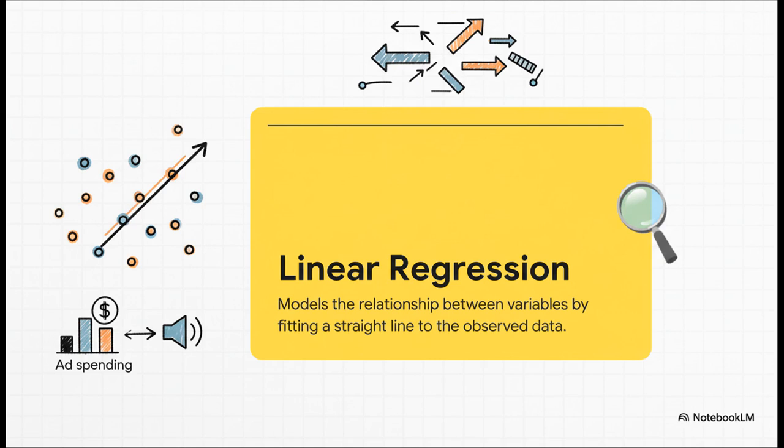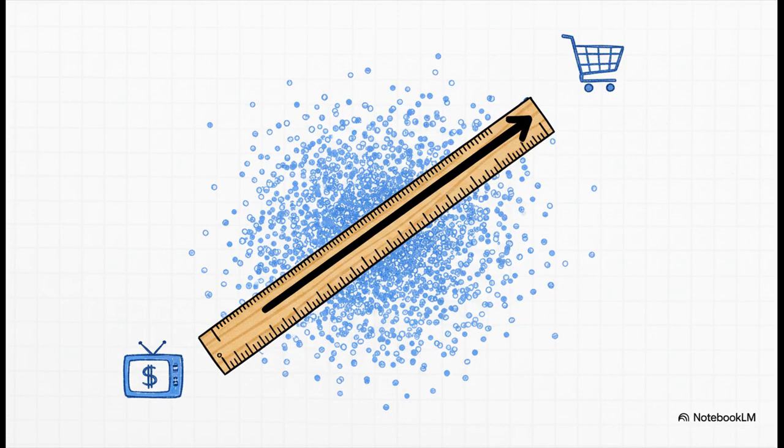Now, don't let the fancy name scare you. All it really means is we're taking two things, like our sales and our ad budget, and we're going to summarize their relationship with one simple straight line.